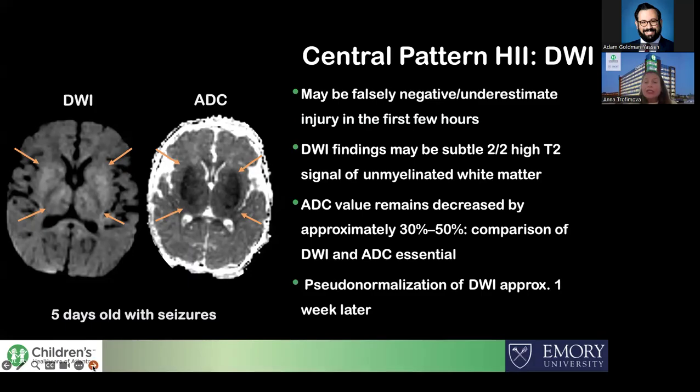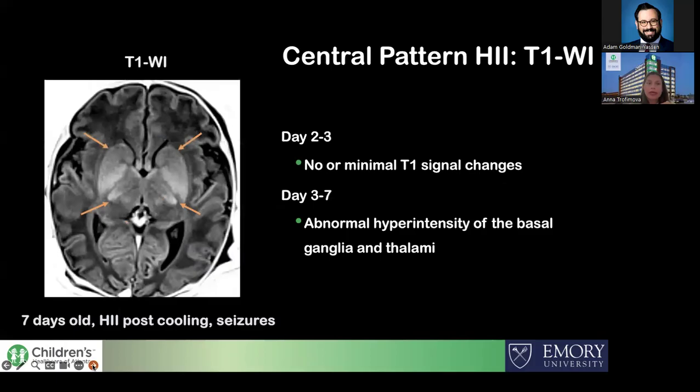Okay, and finally, pseudonormalization of findings on diffusion-weighted images happens approximately at the end of the first week after the insult. So what else can we see in the central pattern of hypoxic ischemic injury? Other findings that we can see on T1 weighted images will be related to the development of this abnormal hyperintensity, which we see in the basal ganglia and thalami.